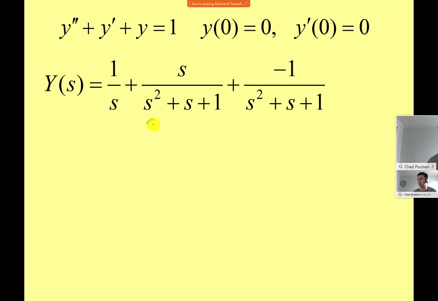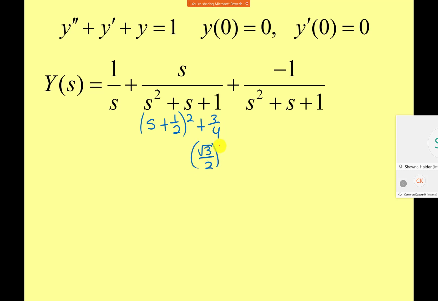So this was s plus 1/2 squared, and this was 3/4, and that is square root of 3 over 2 squared, which is the 3/4. So that's going to help when we need to bring it back. So this is s plus 1/2 squared plus square root of 3 over 2 squared. Then we can clearly see what our b is as well.